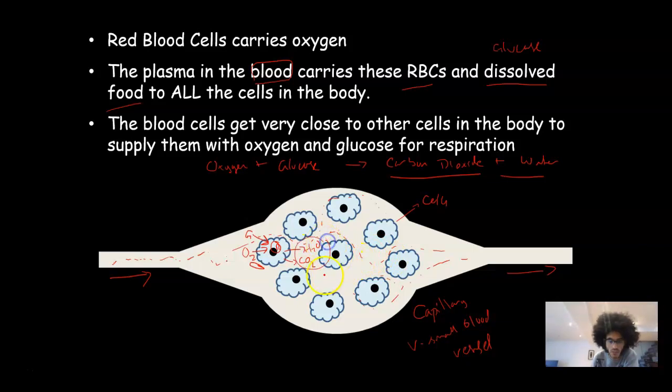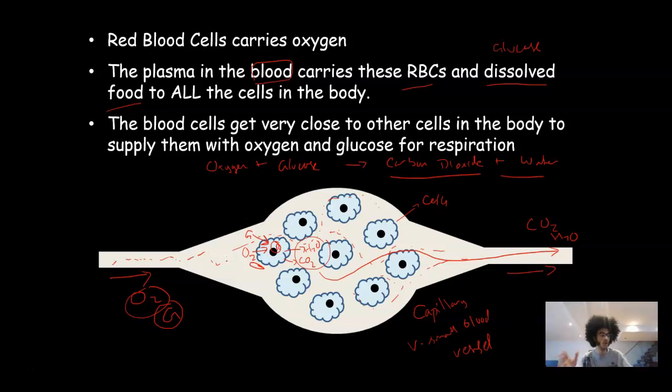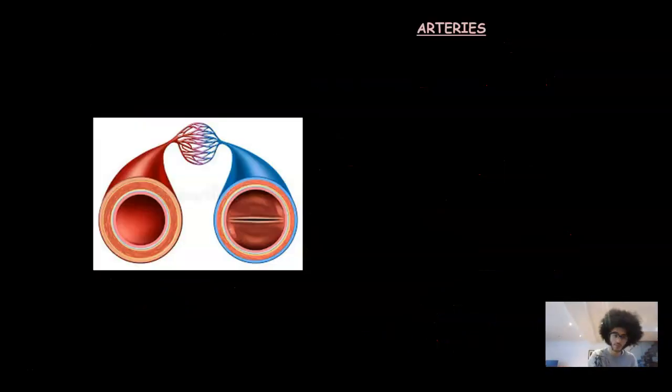And then all that waste product gets taken away from the cells. So basically what you've got is oxygen and glucose going in, and carbon dioxide and water going out. Okay, so that's basically how it works. That's one of the main reasons why you have blood: so you can transport all of these reactants and all of these products of respiration around the body.